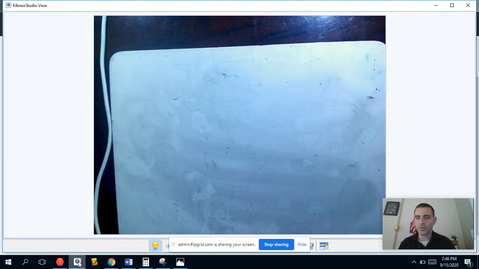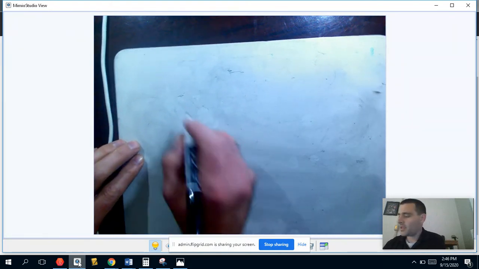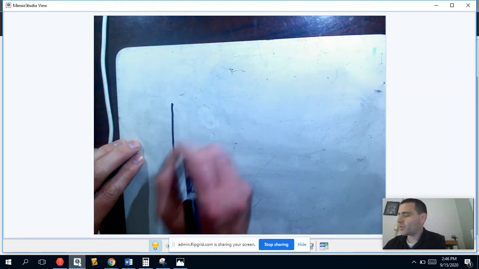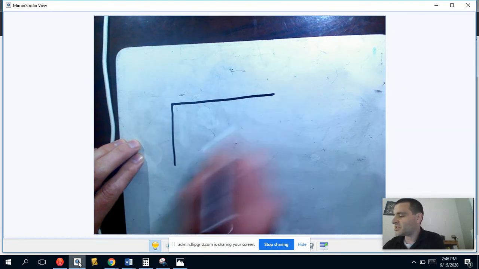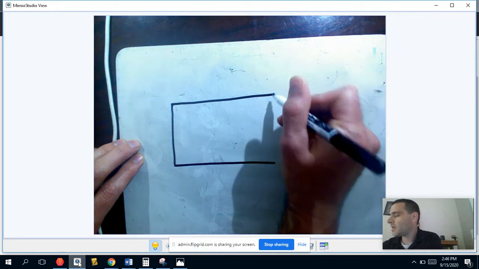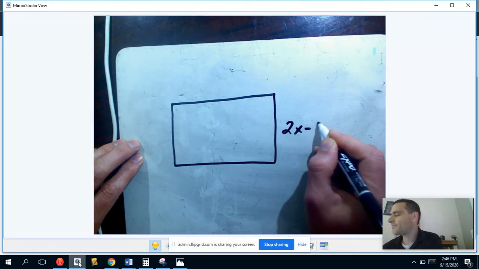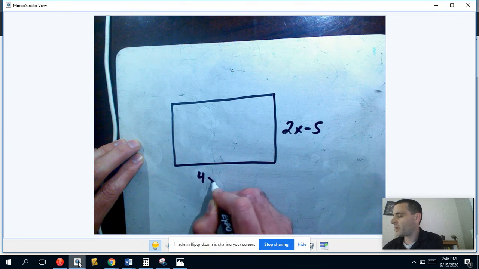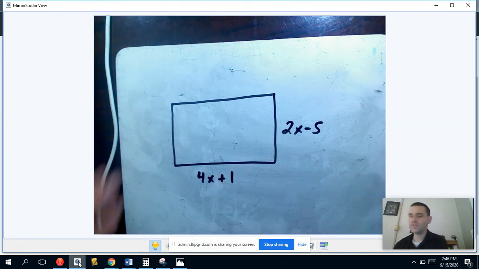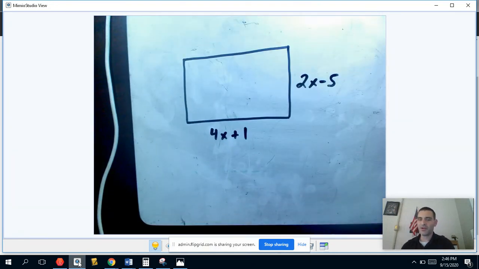Today we're going to do the perimeter and area of a rectangle given sides that are polynomial. In other words, I'm going to draw a rectangle here, try to keep my lines as straight as I can. And let's say that this is 2x minus 5, and this is 4x plus 1. What's the perimeter and area of that rectangle?